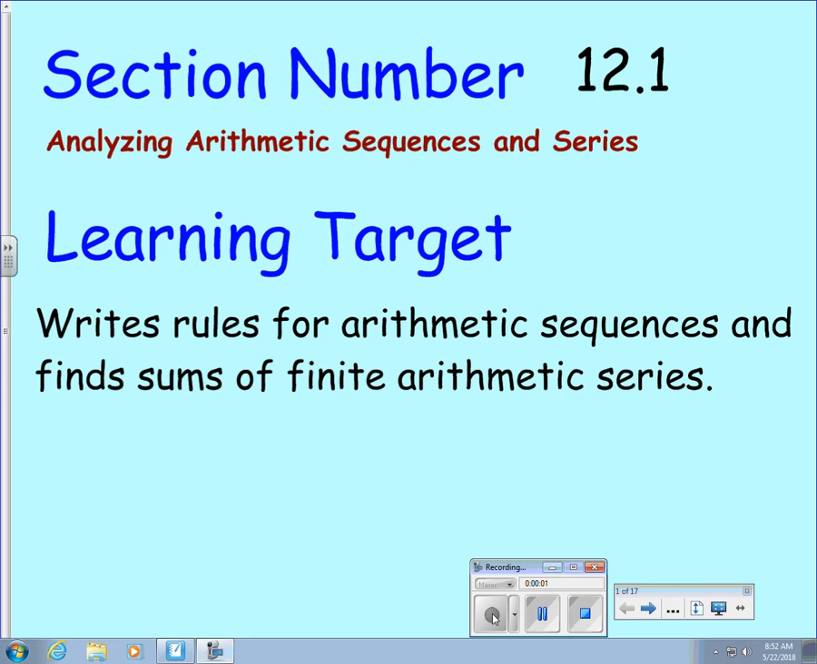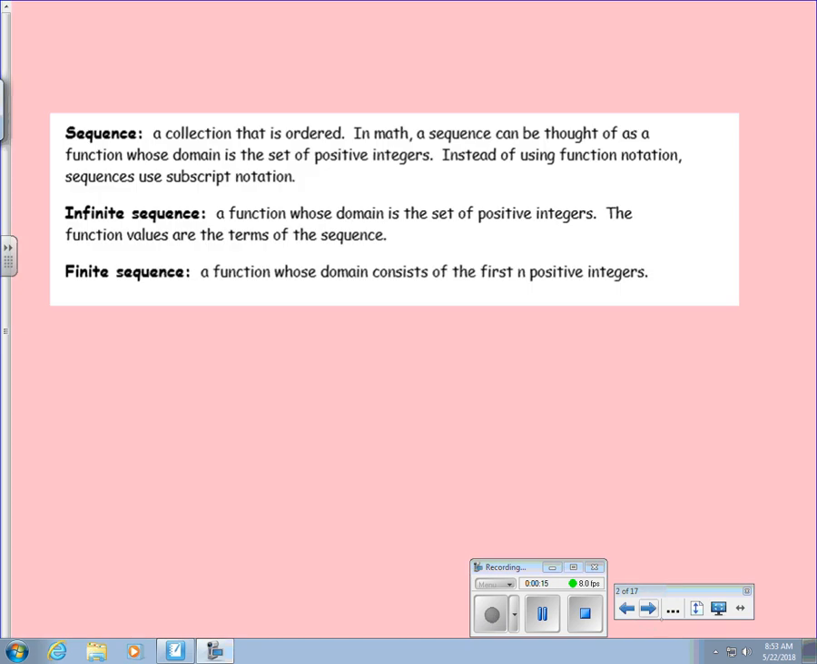Okay, so we're again recapping arithmetic sequences and series from yesterday. You could have started your sheet. I did pass that out, but I don't know if you guys did or not. We talked about yesterday how a sequence, again, is just a series of numbers, basically a collection that's been organized and ordered.